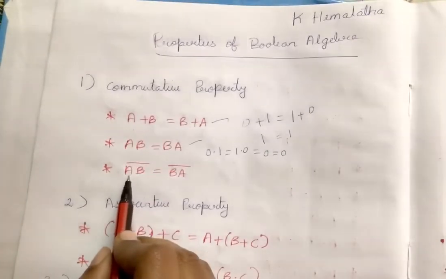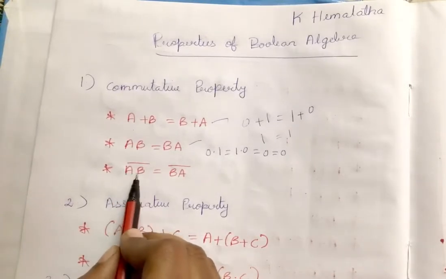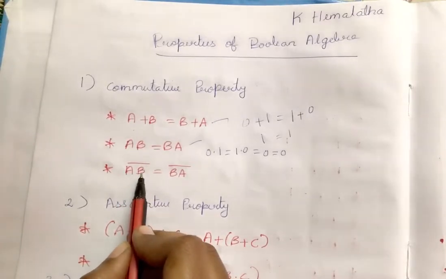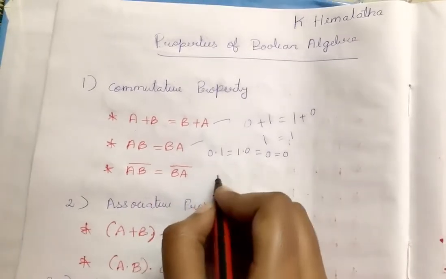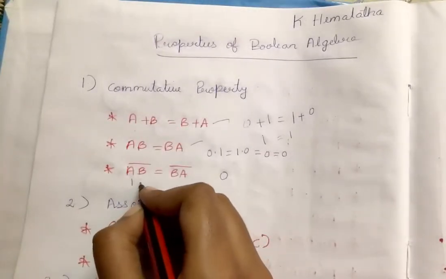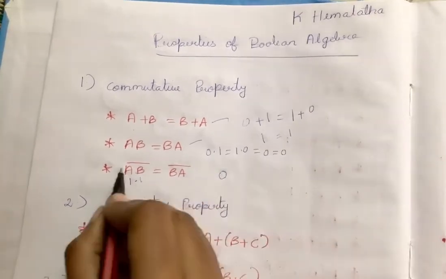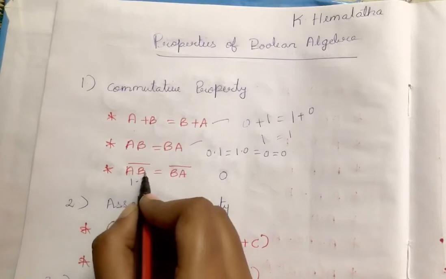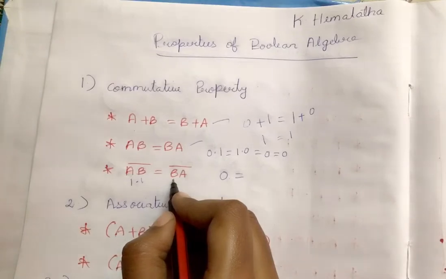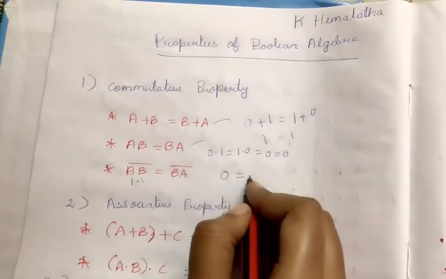Then the third property is (AB) bar. (AB) bar means whatever operation we have done and got the output, we need to do the complement of that. So for (AB) bar, I am taking A as 1 and B as 1. 1 into 1 we will get as 1. The complement of that is 0. Then again I am taking 1 for both, A value 1 and B value 1.